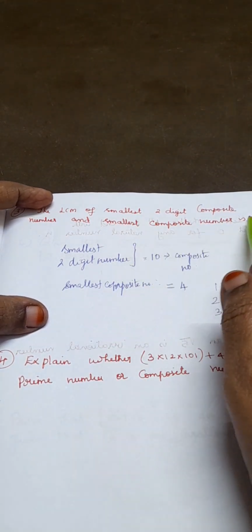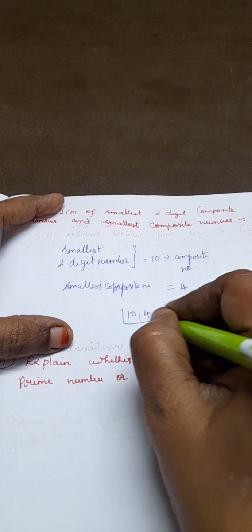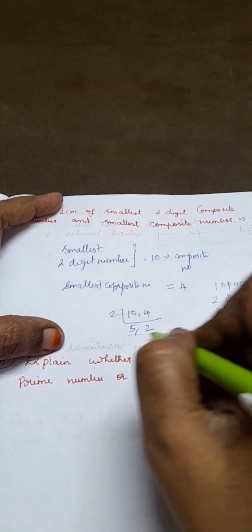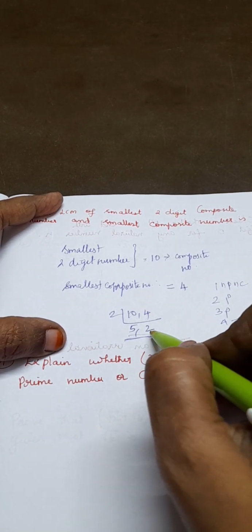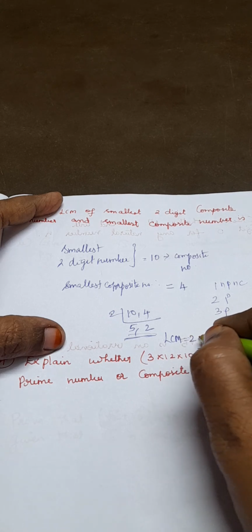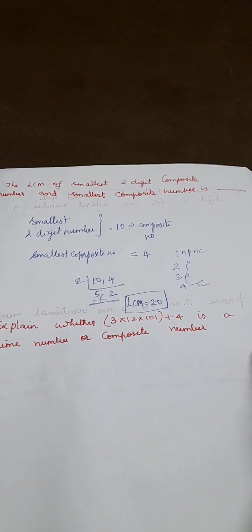Now we have to find out the LCM. When you find the LCM, you take like this: 2, 5. Here they are co-prime, so multiply 5 twos are 10, 10 twos are 20. So the LCM is 20, that is the answer. Is it clear? Shall we go to the next sum?